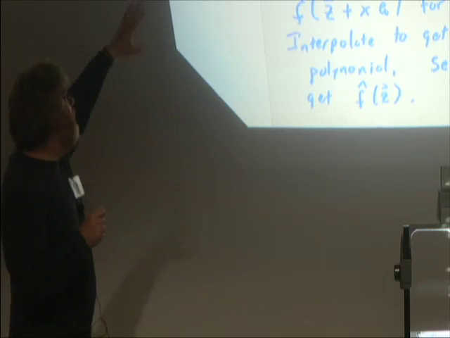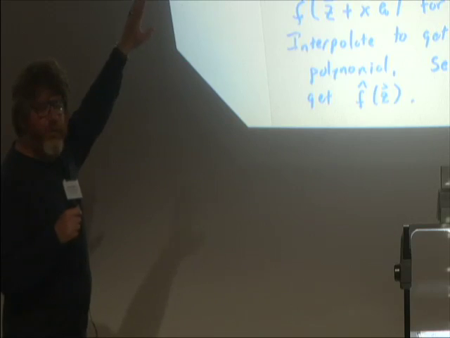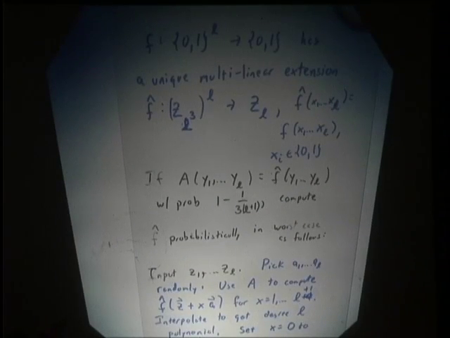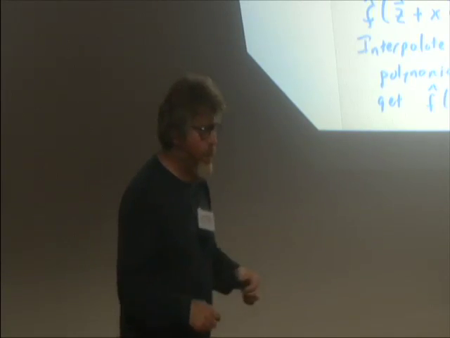So A gets most of the answers right, but when it gets the answers wrong, it could do anything. But we could use A to get the answer right almost all the time on every input. And the way we'll do that is, we have a particular input that we care about. We'll pick a random line through that input.